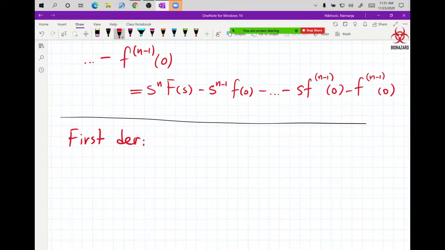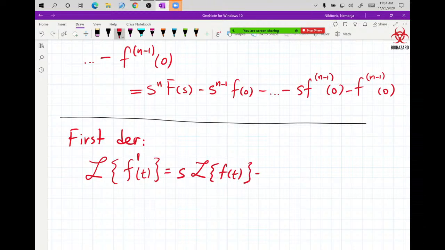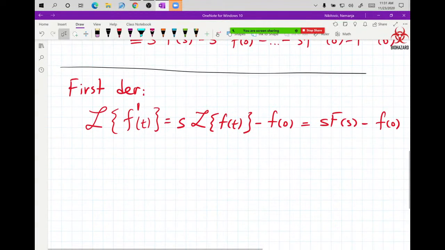So for the first derivative, your Laplace transform of the first derivative is simply s times the Laplace transform of f of t minus f of 0. That's s F(s) minus f computed at 0. That's it.